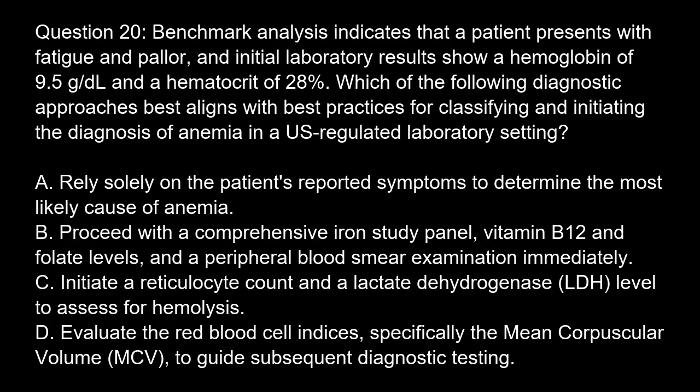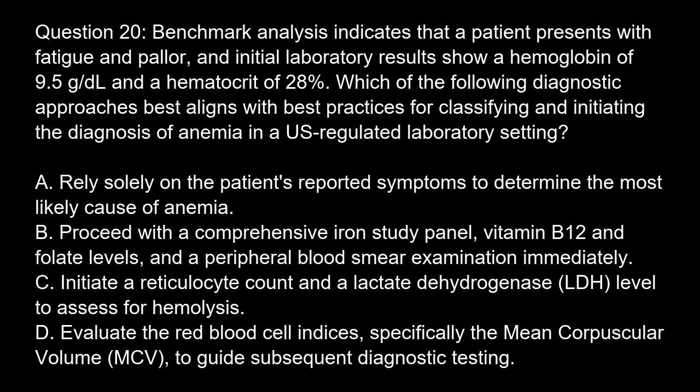Question 20. Benchmark analysis indicates that a patient presents with fatigue and pallor, and initial laboratory results show a hemoglobin of 9.5 g/dL and a hematocrit of 28%. Which of the following diagnostic approaches best aligns with best practices for classifying and initiating the diagnosis of anemia in a U.S.-regulated laboratory setting? Option A.